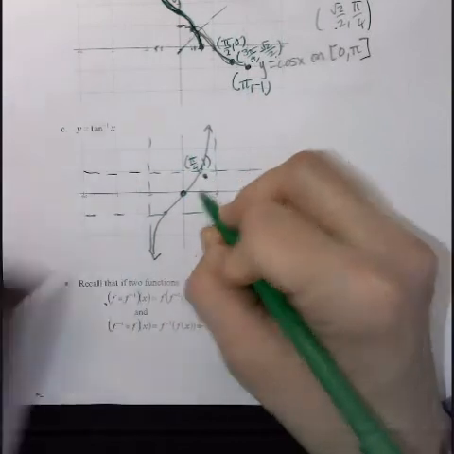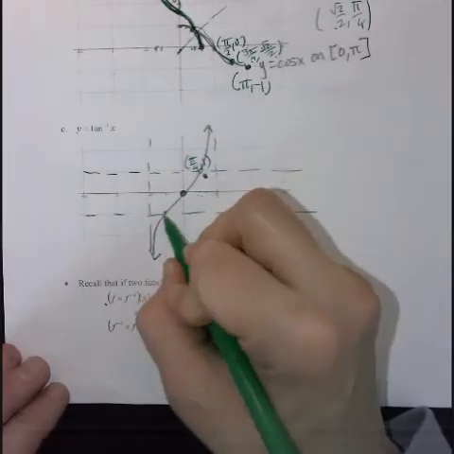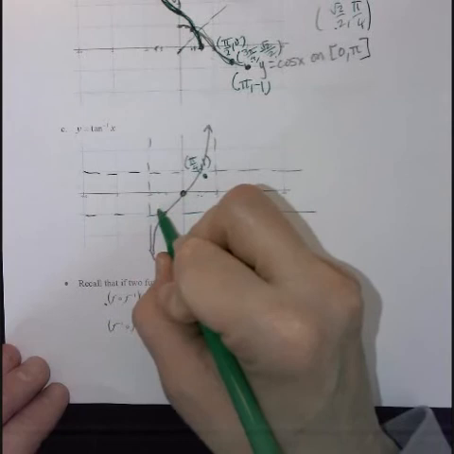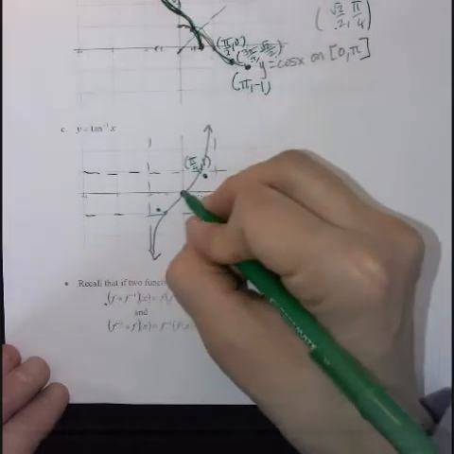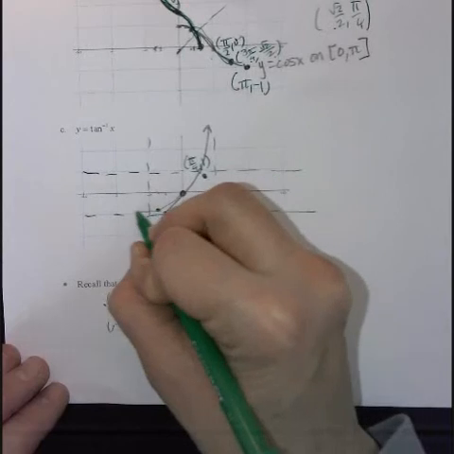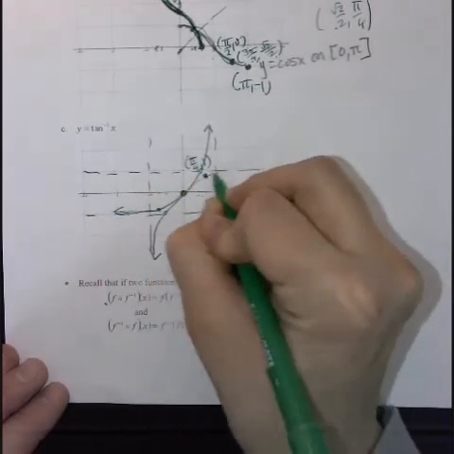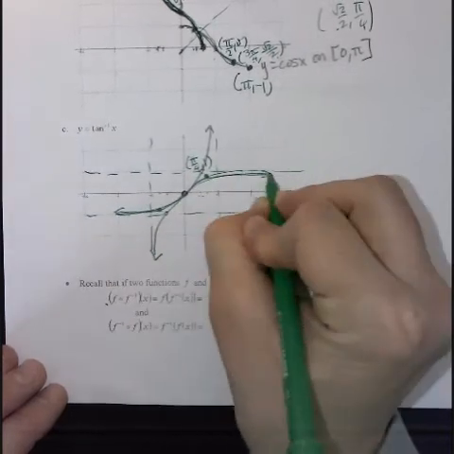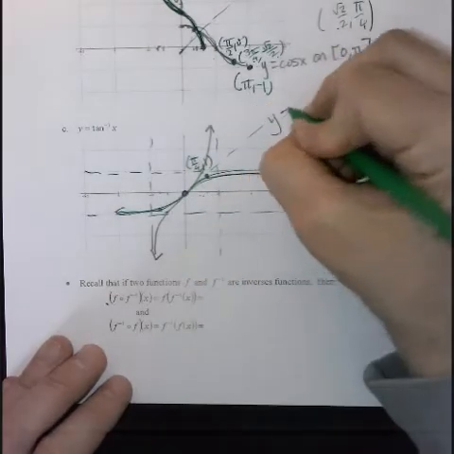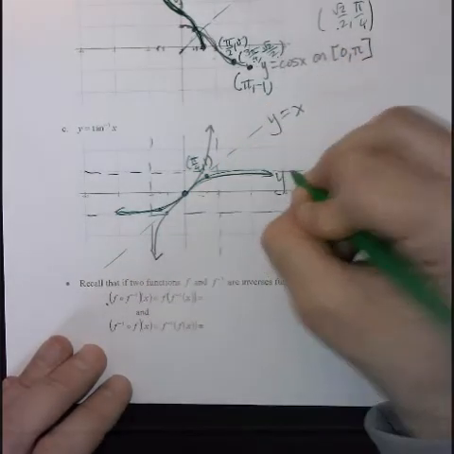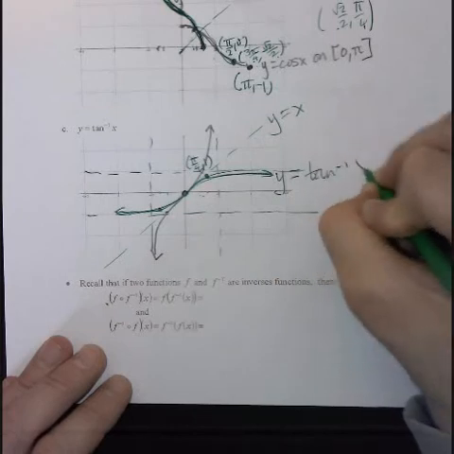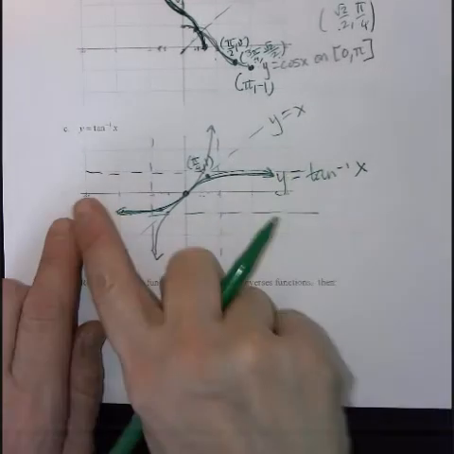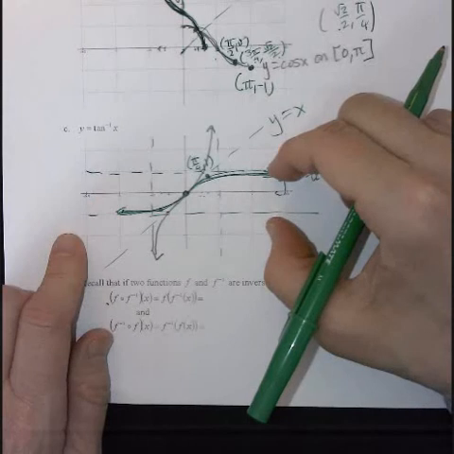And then this one, negative pi over 4, negative 1, will become negative 1, negative 0.78. So this is going to approach the horizontal asymptote on the upper and the lower. So the green one, like that, and notice that's again the reflection through y equals x. So the green graph is y equals the tangent inverse of x. So the domain is all real numbers. Range is negative pi over 2 to pi over 2.